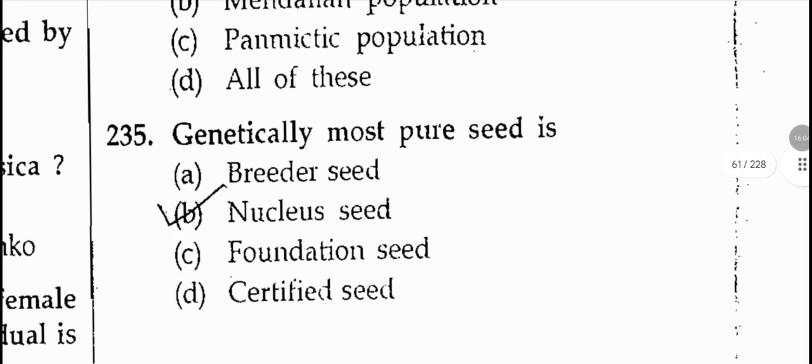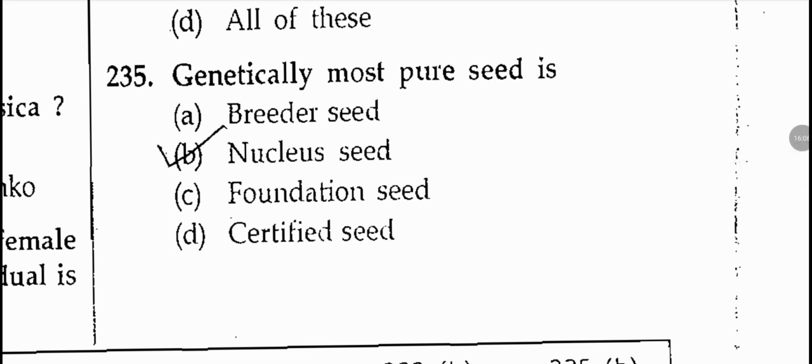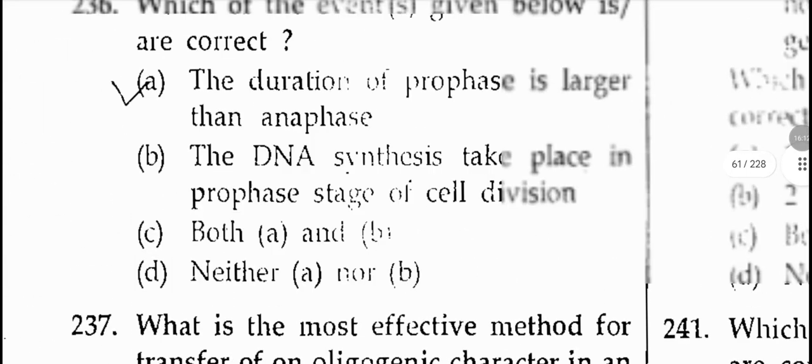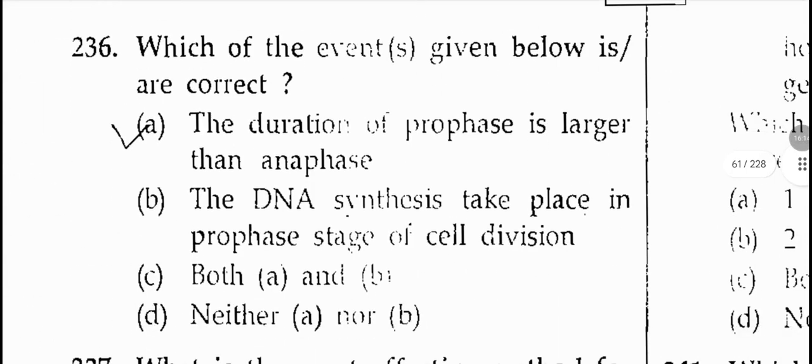Okay, so question number 235. Genetically most pure seed is that of the nucleus seed. Yes. Question number 236. Which of the following events given are correct? That is option A. Duration of the prophase is larger than the anaphase.